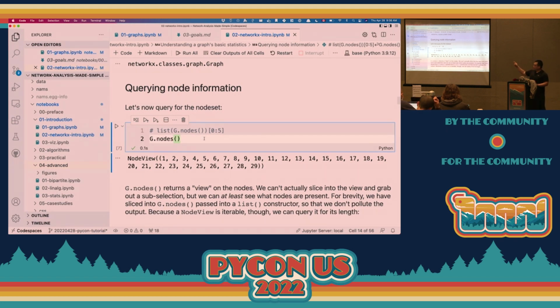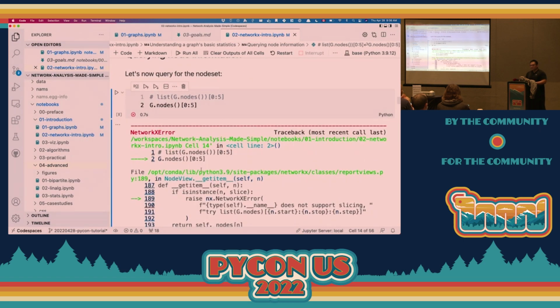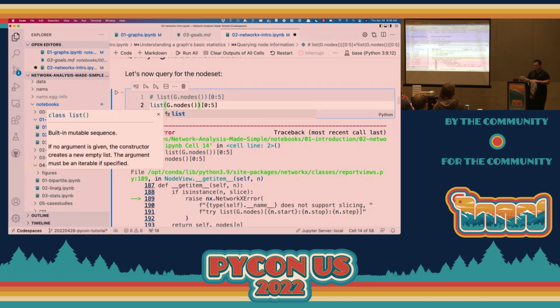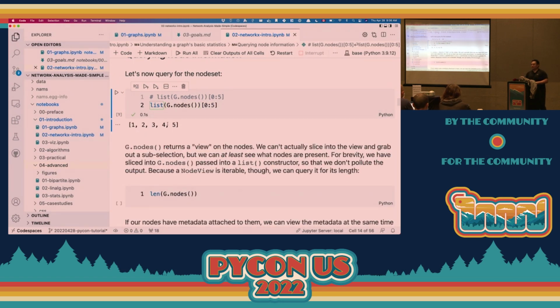One thing that is true about G.nodes is I don't believe it is subscriptable, because if you think about the definition of a set, you can't slice a set because it is inherently unordered. So if you were to try this with me, G.nodes 0 to 5, you should get an error, right? And this again reinforces the very strict mathematical definition of a graph, right? So if you do want to obtain a subset of nodes, what you would want to do is cast G.nodes inside a list and then slice into it afterwards, all right?